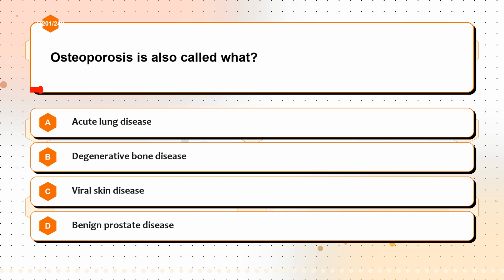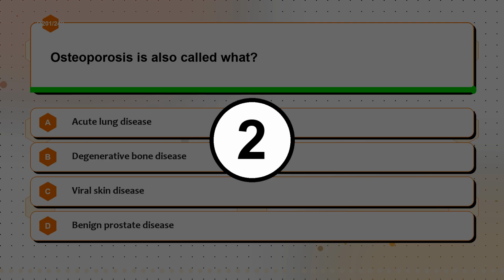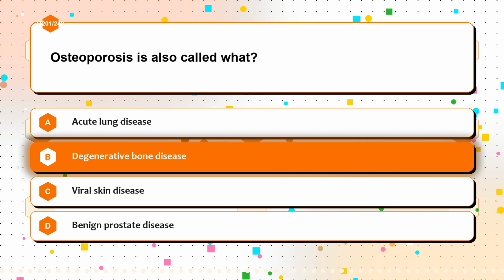Question 201. Osteoporosis is also called what? Here are the options. Option A, acute lung disease. Option B, degenerative bone disease. Option C, viral skin disease. Option D, benign prostate disease. The correct answer is option B, degenerative bone disease.